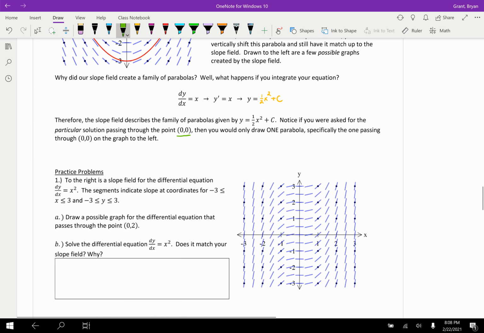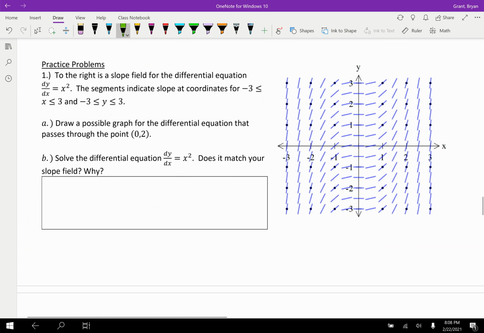Okay? So, what are some practice problems going to look like? Well, let's look at one right now. To the right is a slope field for the differential equation dy/dx equals x squared. I gave you a whole bunch of slopes there. Part A says draw a possible graph for the differential equation that passes through the point 0, 2. 0, 2 is up here. To visualize the solution to this, we just, give or take, follow our slope field. It's kind of like connecting the dots. Great, that's all there is for A.